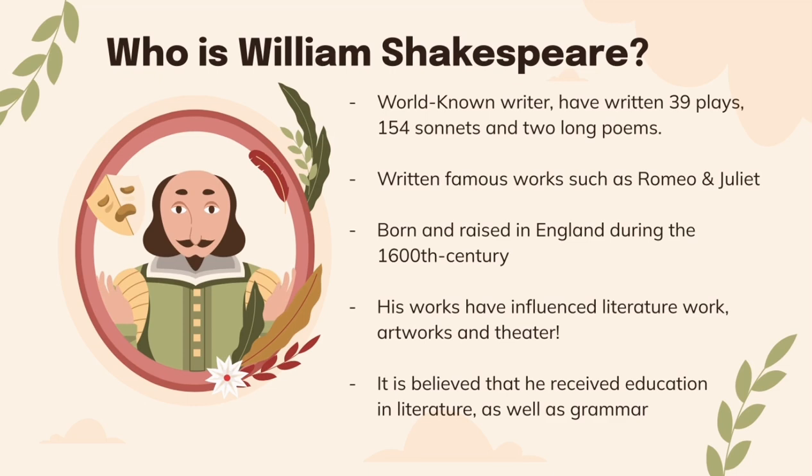So, who is William Shakespeare? Well, he is a world-known writer. He has written 39 plays, 154 sonnets, and 2 long poems. And we will further be talking about what a play is, what a sonnet is, and what a poem is. He has written famous works such as Romeo and Juliet, and we will be watching the movie together, and we will be doing different types of assignments and works regarding Romeo and Juliet later on in English 7.